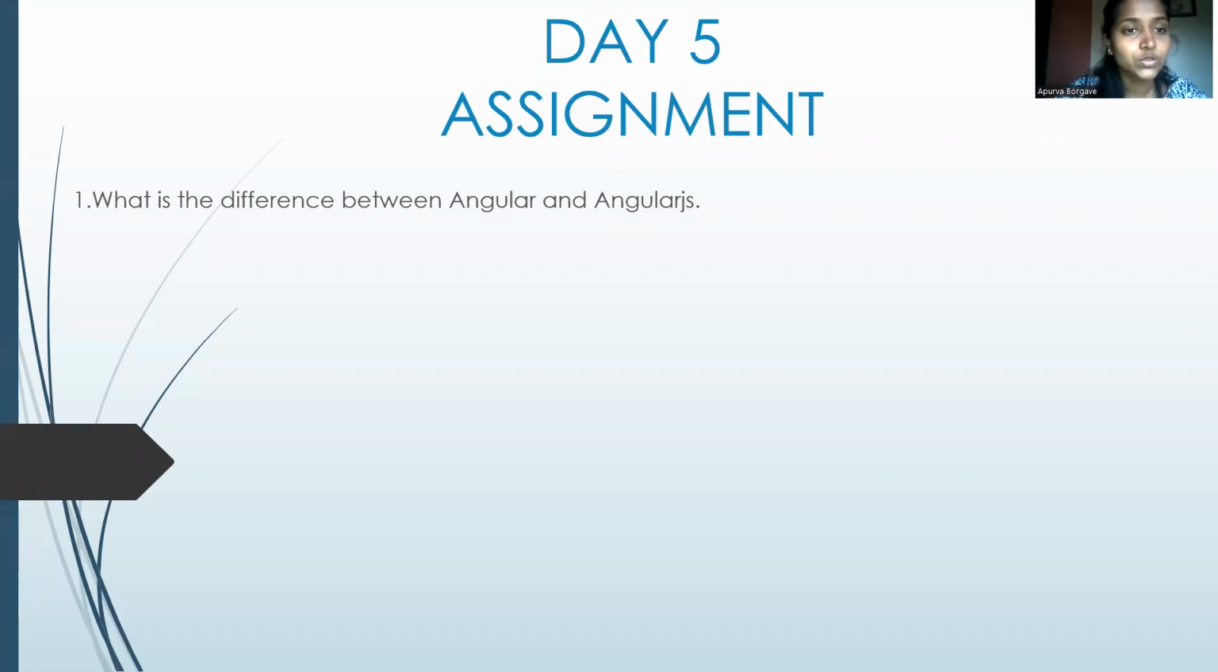So the first question is, what is the difference between Angular and AngularJS? Let us look into the differences. Angular is a modern web application framework. It is built entirely on TypeScript. What is AngularJS? It is a front-end MVC, a model view controller framework based on the JavaScript programming language.